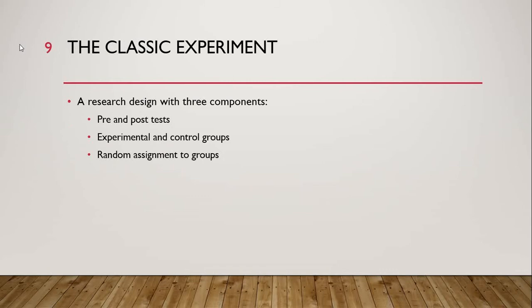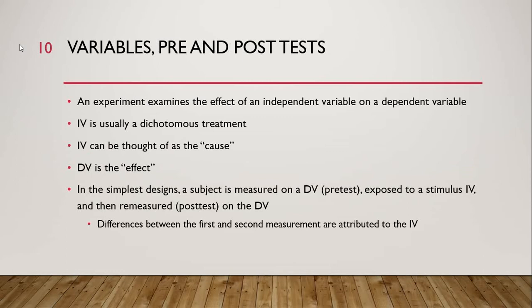So the classic experiment is most often used to evaluate programs of this nature, and it has three major components. So a pre-test and a post-test, an experimental group and a control group, and random assignment of units to those groups. And so I'll talk about this a little bit more in depth.